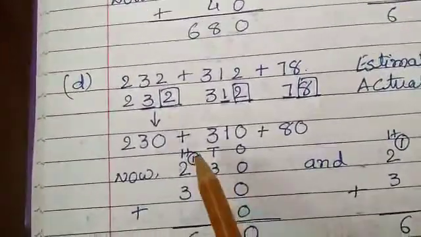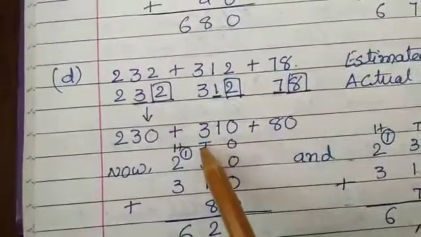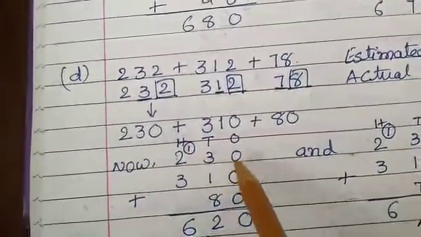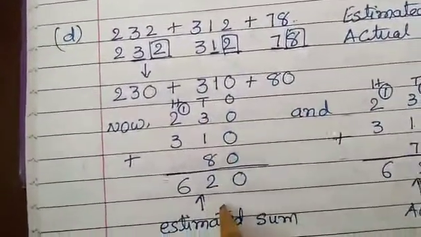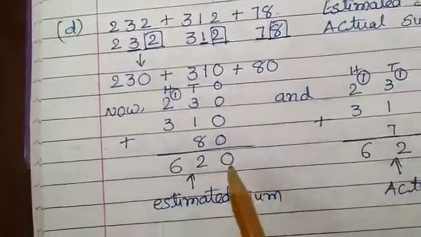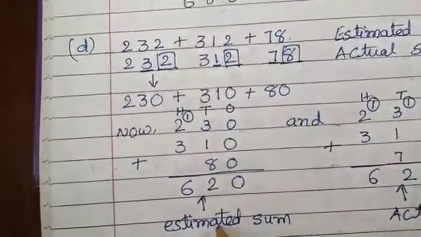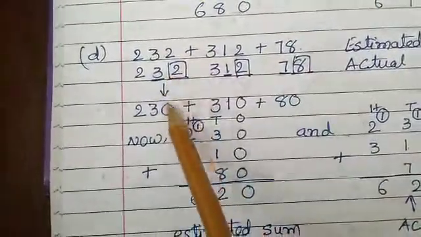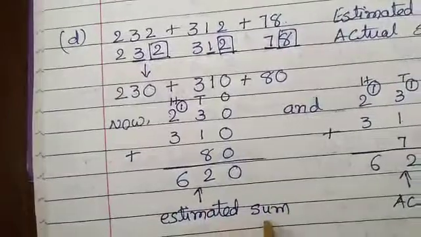Now we will add all these 3 rounded off numbers. Label the places ones, tens and 100, and arrange the numbers in a proper column, number below number. Simple addition we all know, and our answer is 620. So students, this answer is called the estimated sum. Why estimated? Because you were given these numbers and we have rounded them off and then added. That's why it is called the estimated sum.